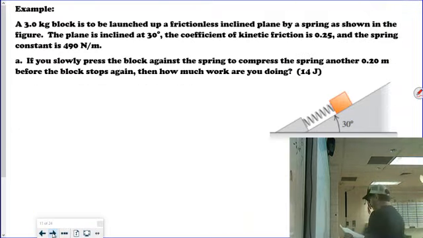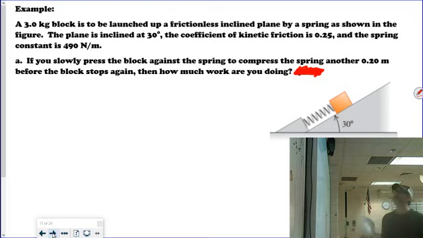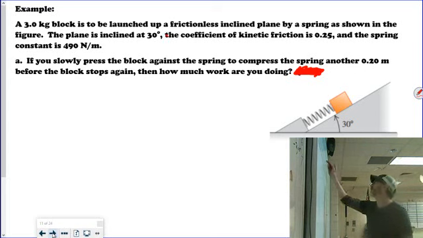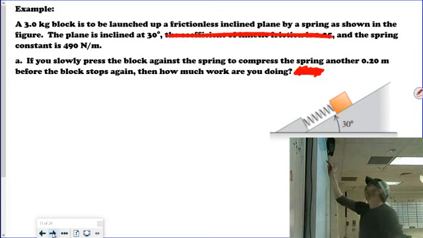So probably the easiest way to use this is just by doing an example. This answer here is not right because I changed the problem, but did not change the answer. So pause the video here and take a second and scribble this down. All right, we got a 3 kilogram block. It's going to be launched up a frictionless inclined plane by a spring as shown in the figure. The plane is inclined at 30 degrees to the horizontal. The coefficient of kinetic friction, wow, I did a rotten job editing this. We're going to go frictionless, right? That's why it says frictionless.